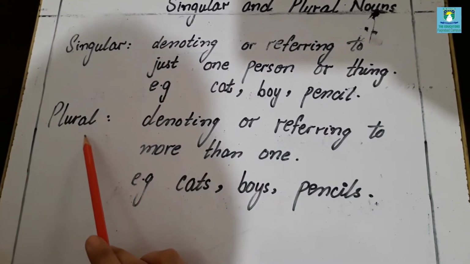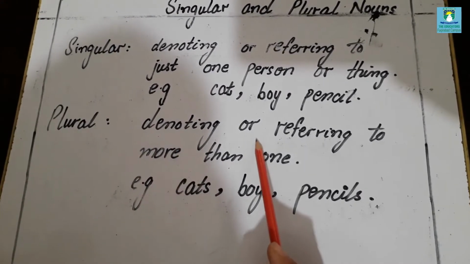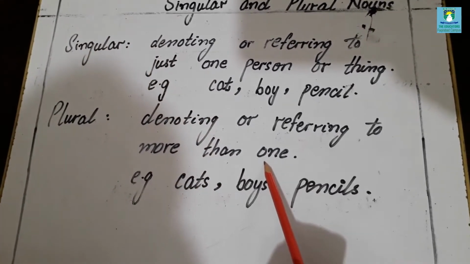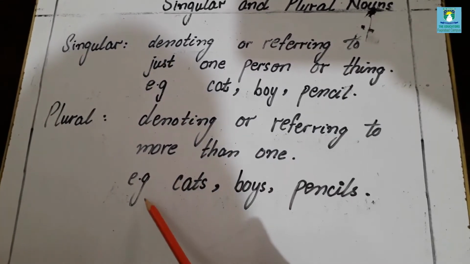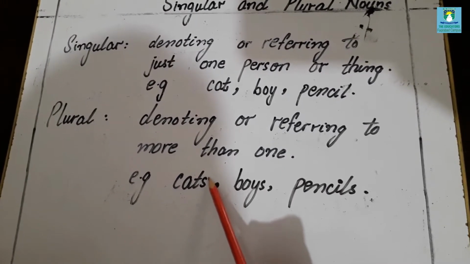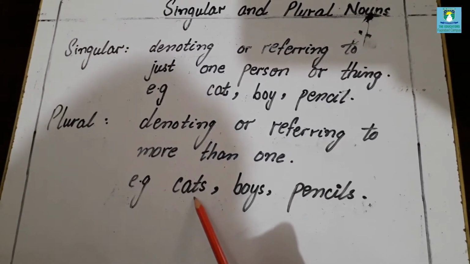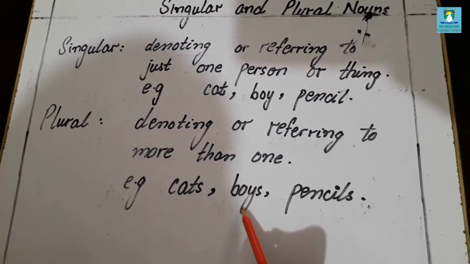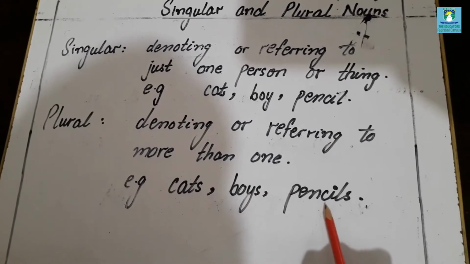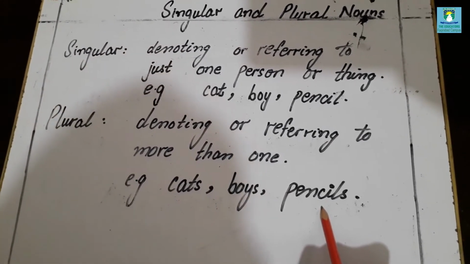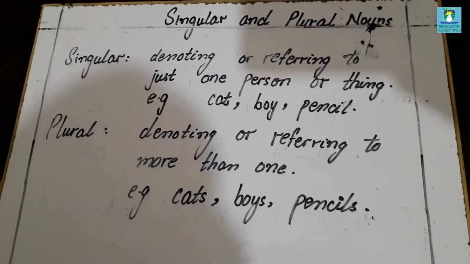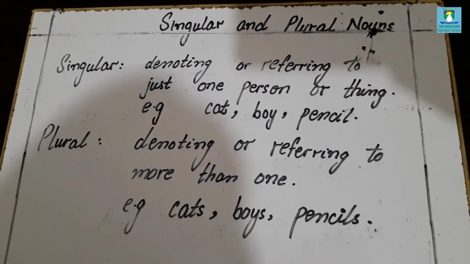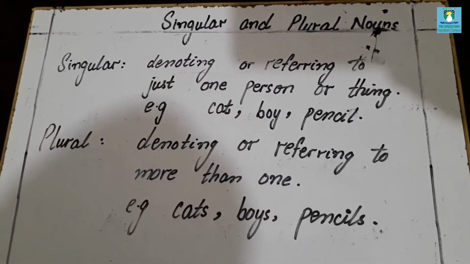Plural nouns are those nouns that denote or refer to more than one, two, three, or up to so on. For example, cats. Now when you put s with it, it means that this is not one cat, but two cats or more than one cat. Boys means more than one boy, and pencils means more than one pencil. So when you are referring to things or persons which are more than one, that is a plural noun, and when you are referring to just one person or thing, that is a singular noun.